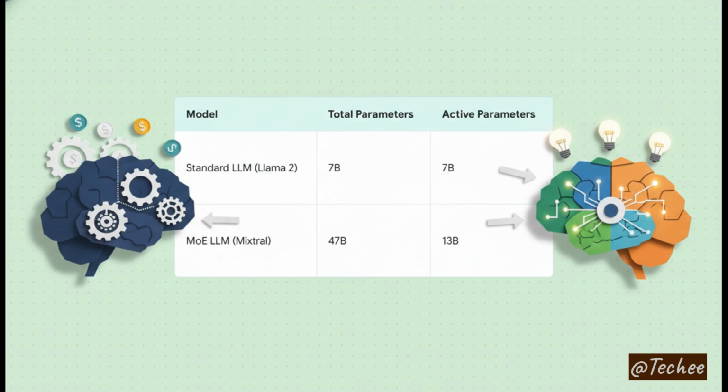Just look at the numbers here. A standard model like Llama 2 has to fire up all 7 billion of its parameters every single time. But a slick MOE model like Mixtral, it might have a whopping 47 billion parameters total, but for any one request, it only activates a fraction of them, like 13 billion. It's a game changer for efficiency.